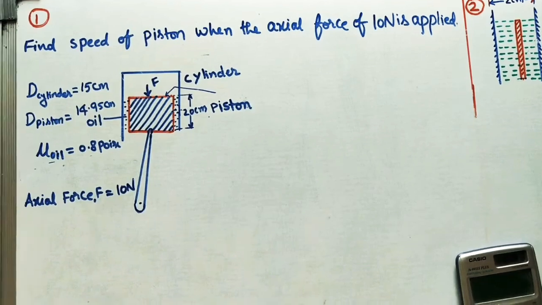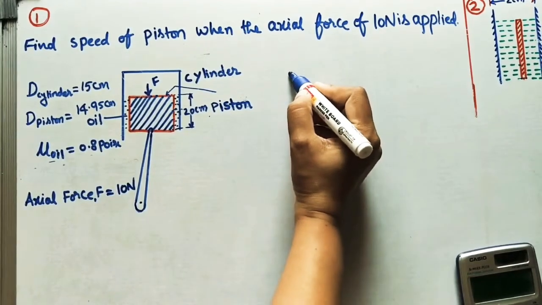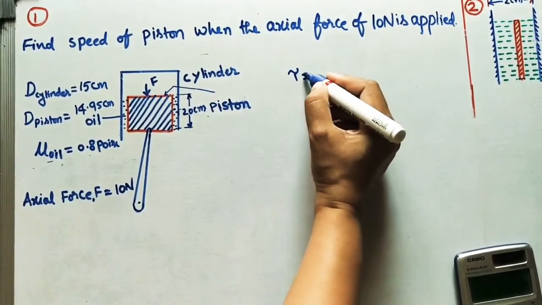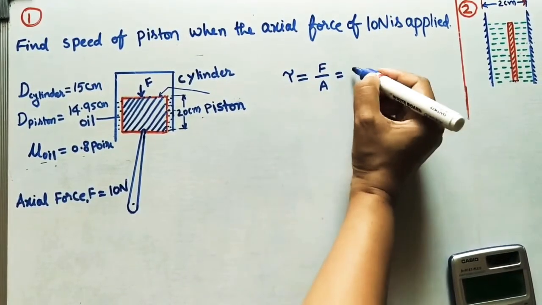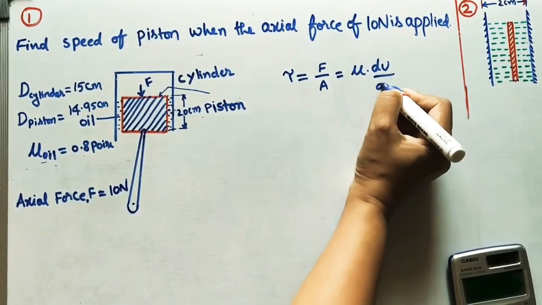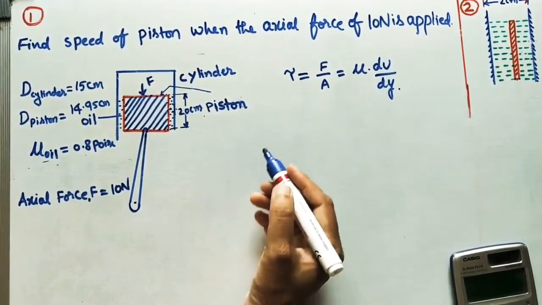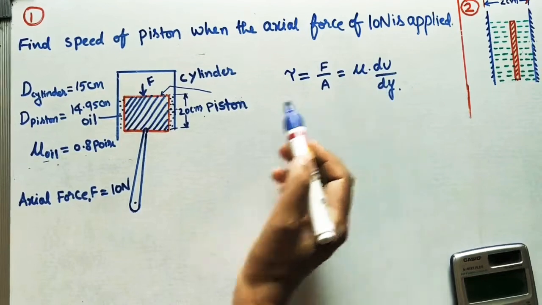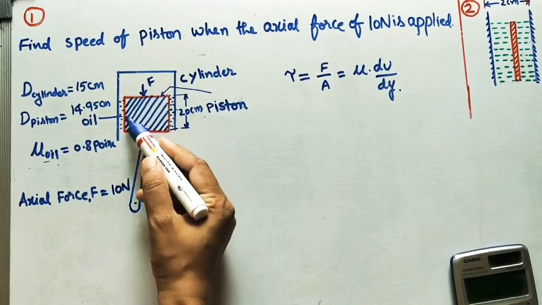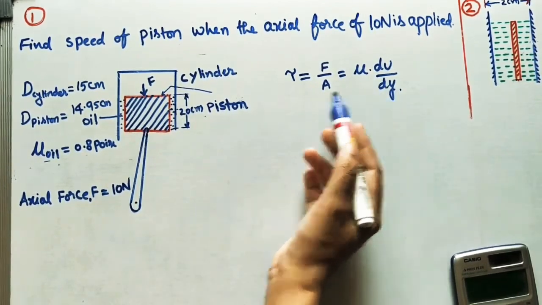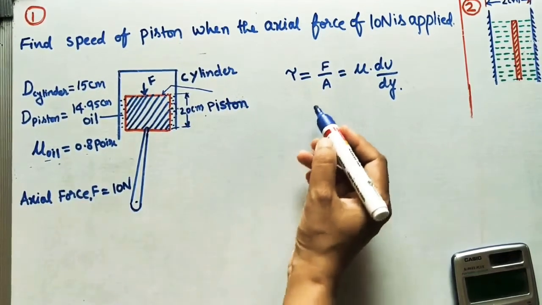For finding the speed or velocity of the piston, we have to take the shear stress formula as we took in the last classes also. Shear stress is equal to shear force by area, that is equal to mu into du by dy. Now we need to find this velocity. Before using this formula, just write all these values. What is the area of this piston? And dy is the distance between this fixed cylinder and the moving piston, this gap. After that, substitute in it.